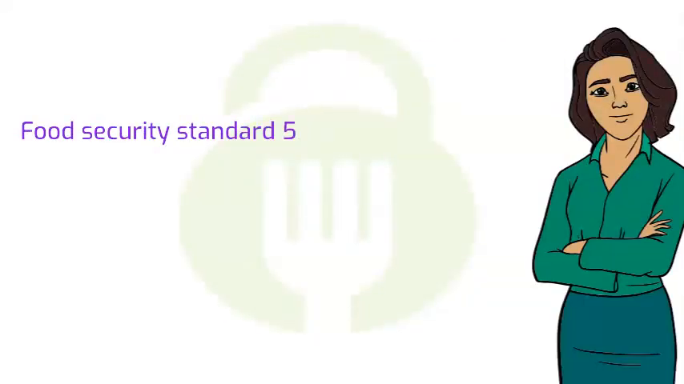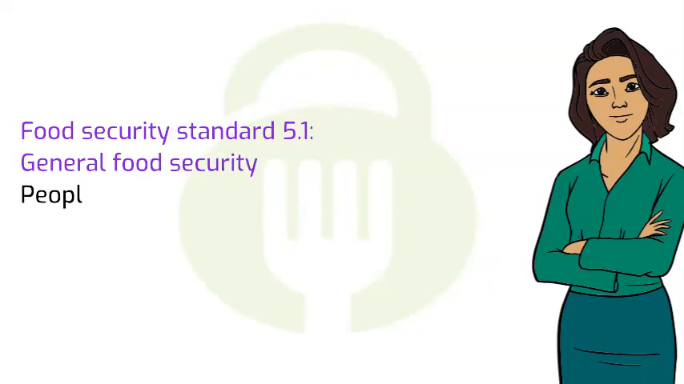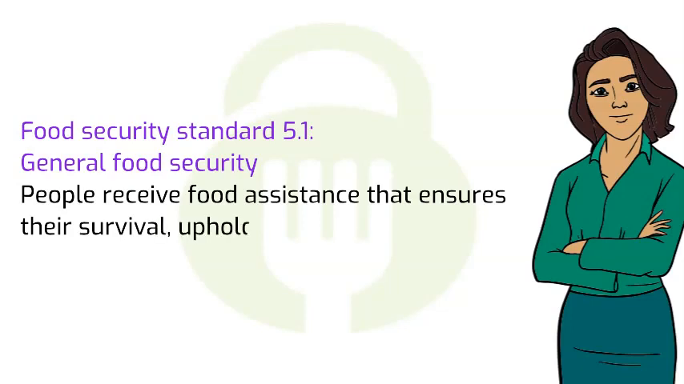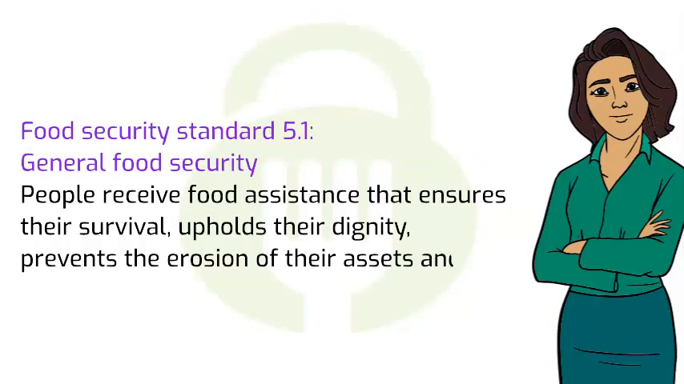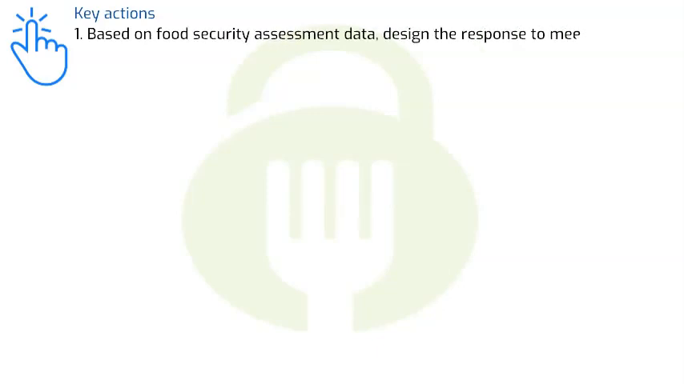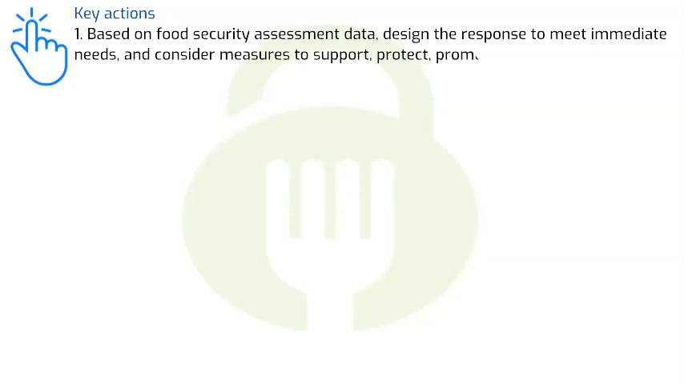Food Security Standard 5.1. General Food Security. People receive food assistance that ensures their survival, upholds their dignity, prevents the erosion of their assets and builds resilience. Key actions. 1. Based on food security assessment data, design the response to meet immediate needs, and consider measures to support, protect, promote, and restore food security.